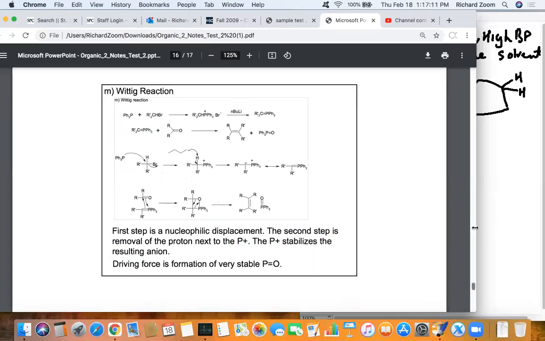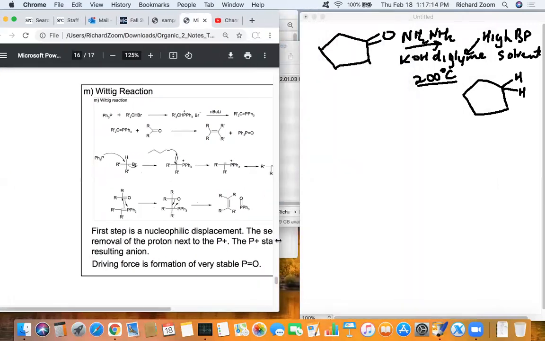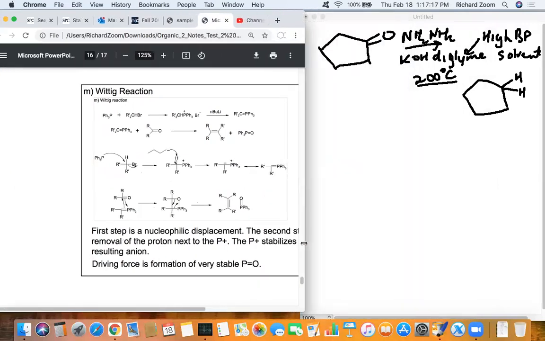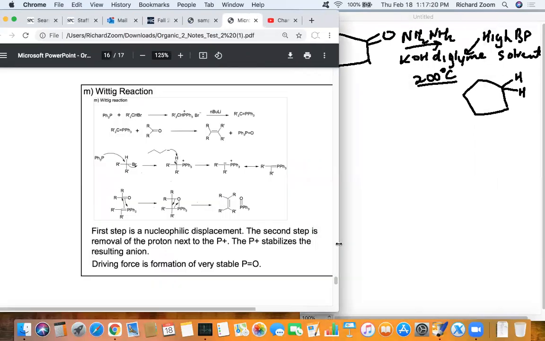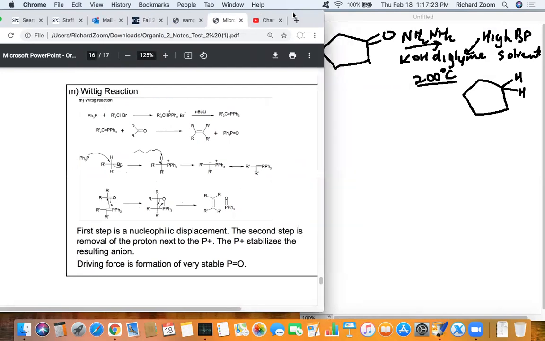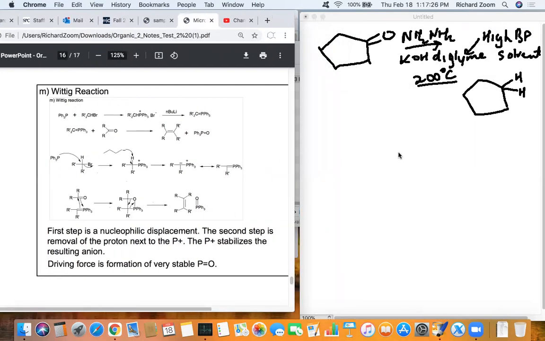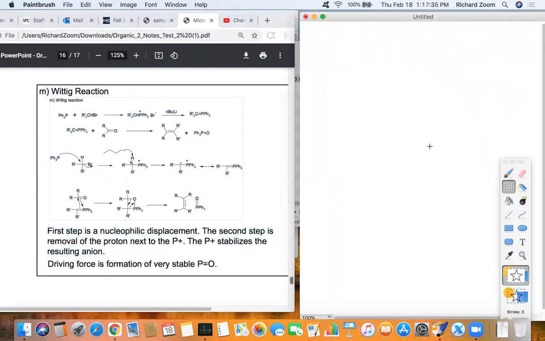The next one is called the Wittig reaction. And the Wittig reaction is a fairly cool reaction because what it allows you to do is take a ketone or aldehyde and turn it into an alkene. It does this by virtue of something called a Wittig reagent. Now, the Wittig reagent here is made from this compound called triphenylphosphine and some sort of alkyl halide.